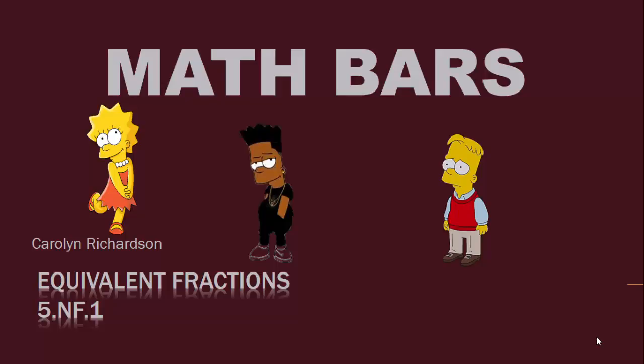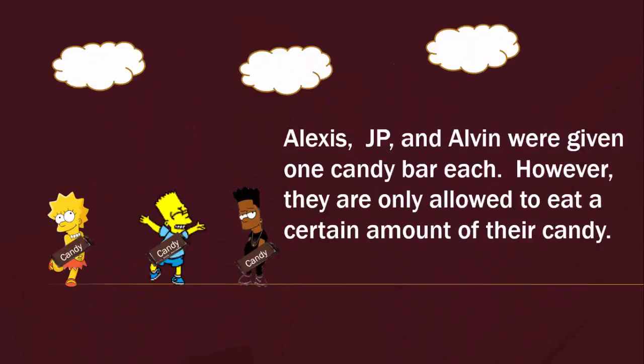Let's learn about equivalent fractions by using chocolate bars to help demonstrate the fractions. Alexis, JP, and Alvin were given one candy bar each. However, they are only allowed to eat a certain amount of their candy.